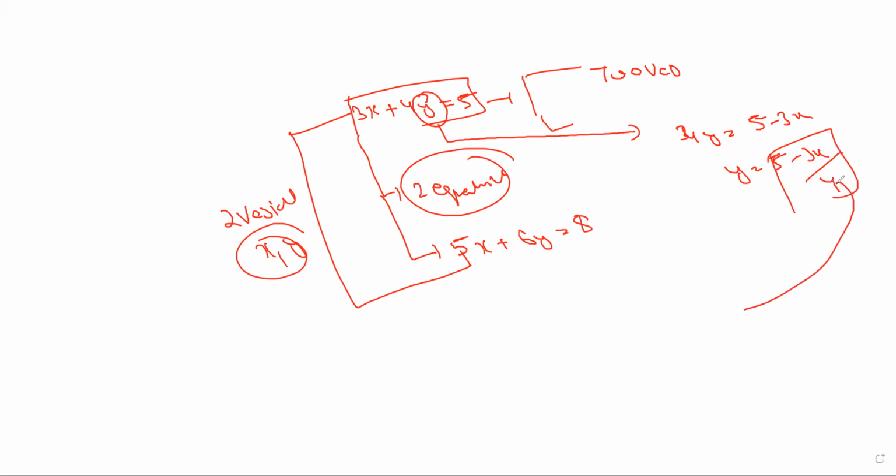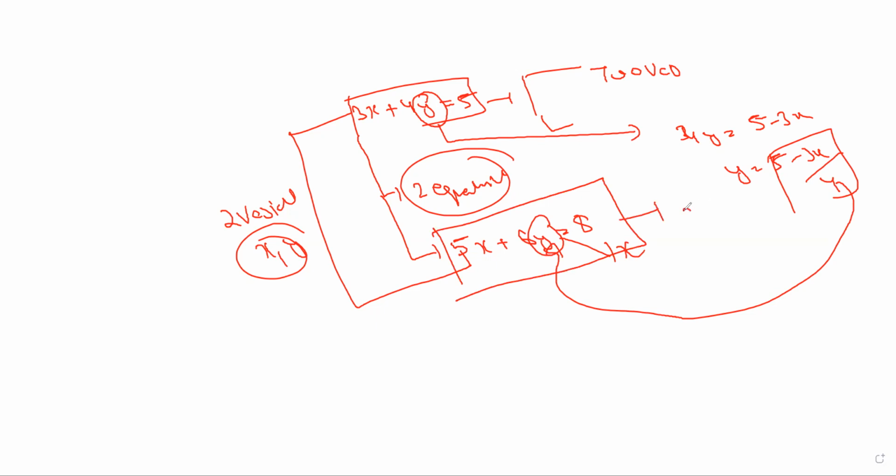What do you have to do? Just substitute it here. When you substitute y in terms of x, this full equation is in which form? In the x variable. Now you can easily find the value of x. Once you have the value of x, you can substitute it here and you can get the value of y. Now understand the second part, that is the elimination method, and that's what we have to use most of the time.